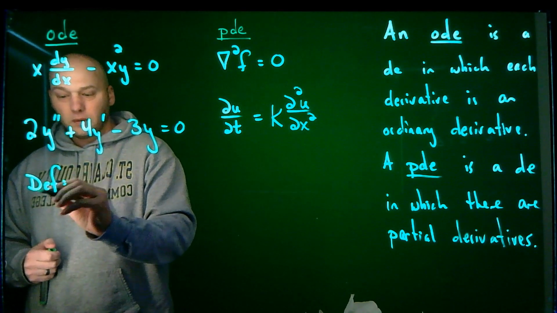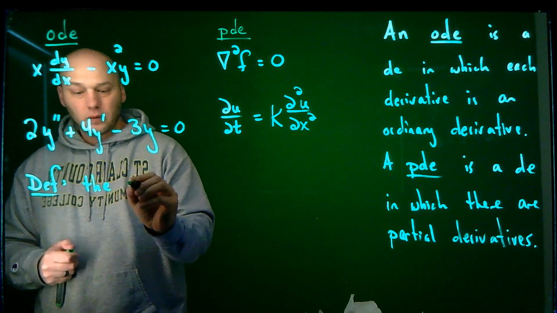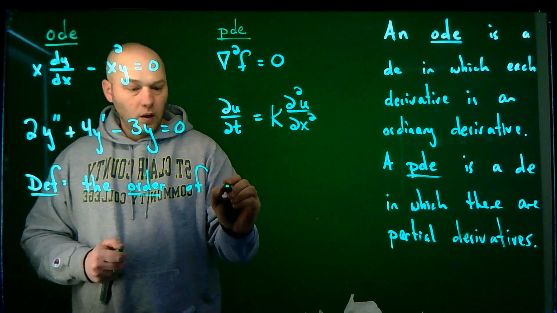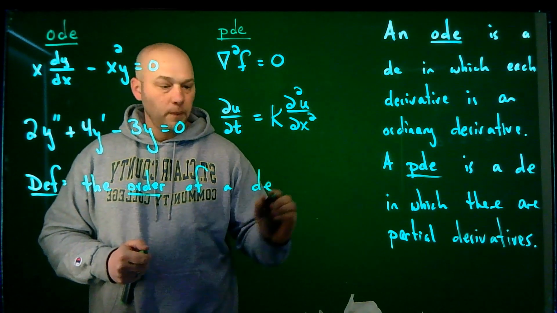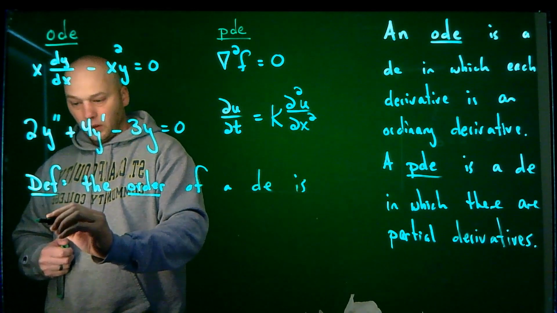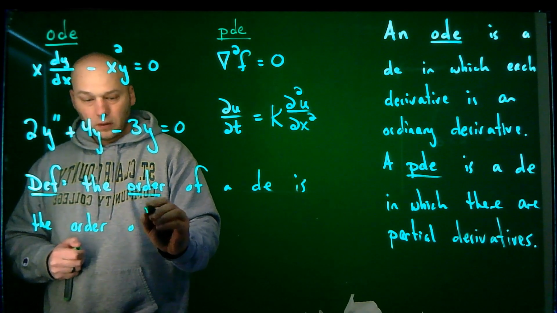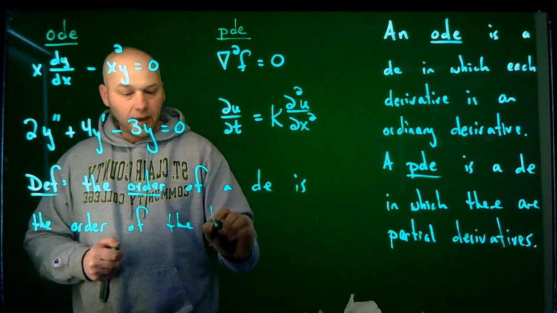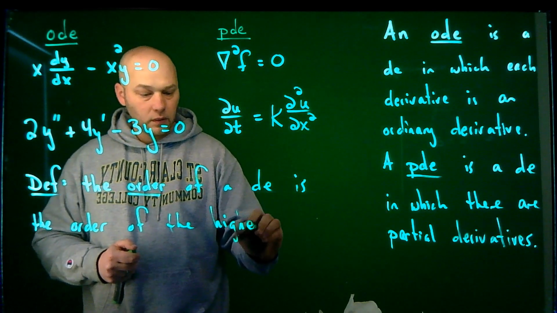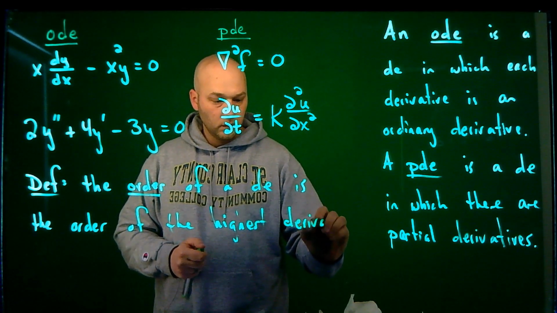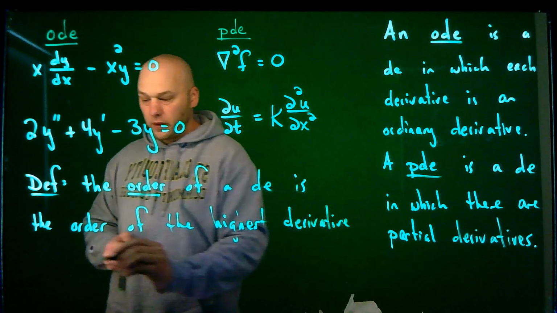Definition. The order of a differential equation is the order of the highest derivative of the unknown function.